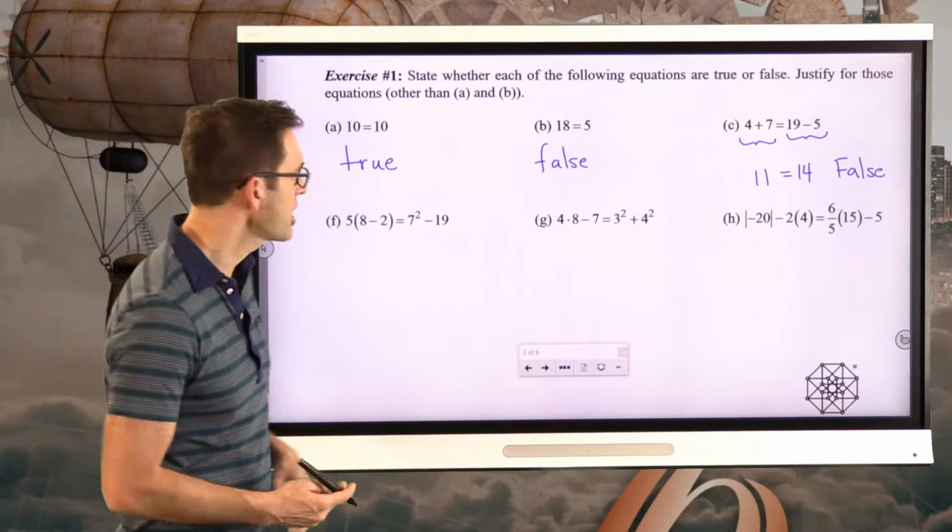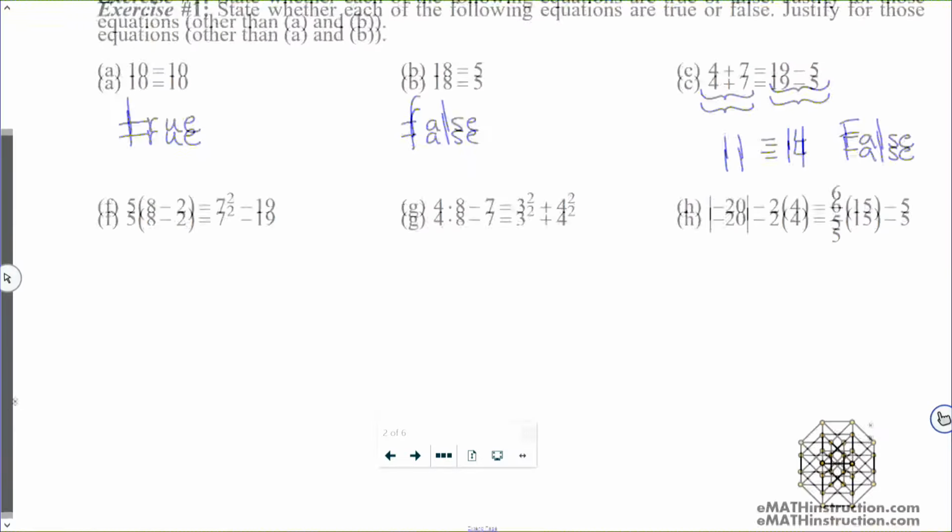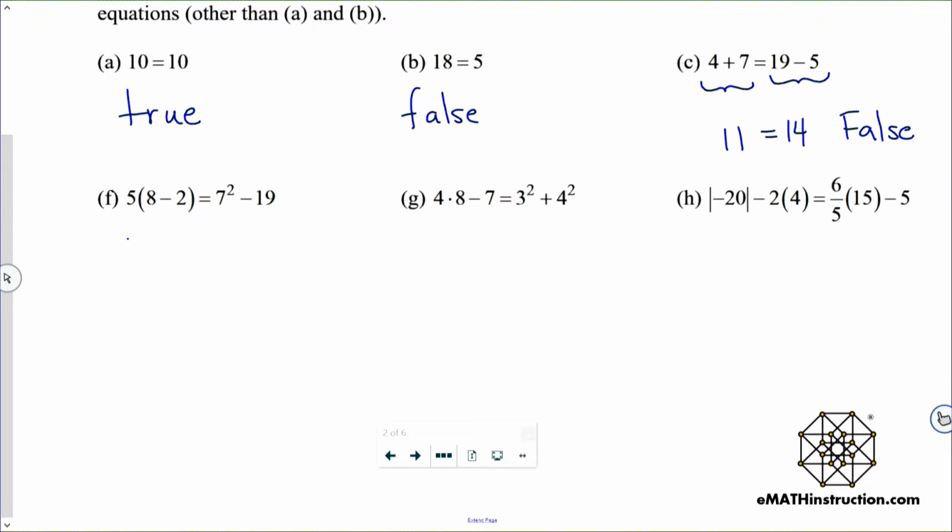All right, so here we go. Let's take a look at letter F. Order of operations tells me in letter F that I first need to figure out what 8 minus 2 is, and that's pretty easy. That's 6. On the right-hand side, order of operations tells me I first have to figure out what 7 squared is, which is 7 times 7, and that's 49. Now working back on that left-hand side again, I've got 5 times 6.